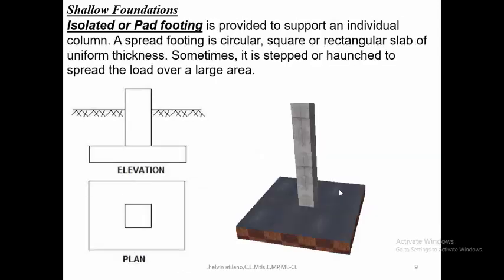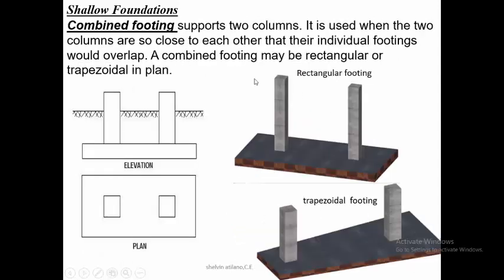Then isolated or pad footing is provided to support an individual column. Okay, sorry for this one, this is wrong. Sorry. This is provided to support an individual column only. This one: column footing, column footing. Then combined supports two columns. It is used when the two columns are so close to each other that their individual footings would overlap.